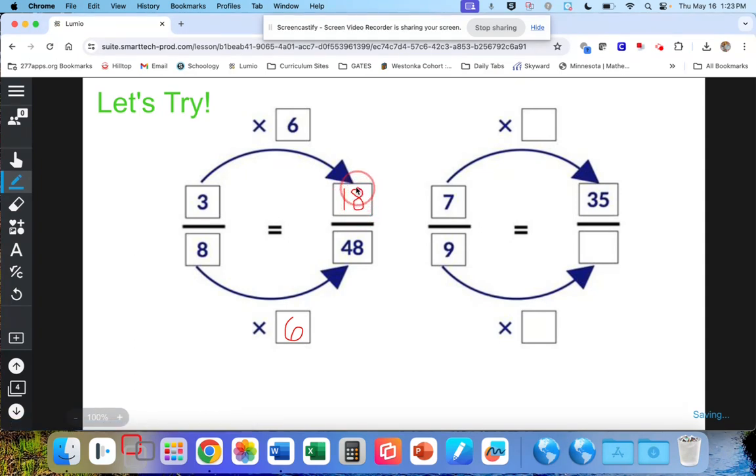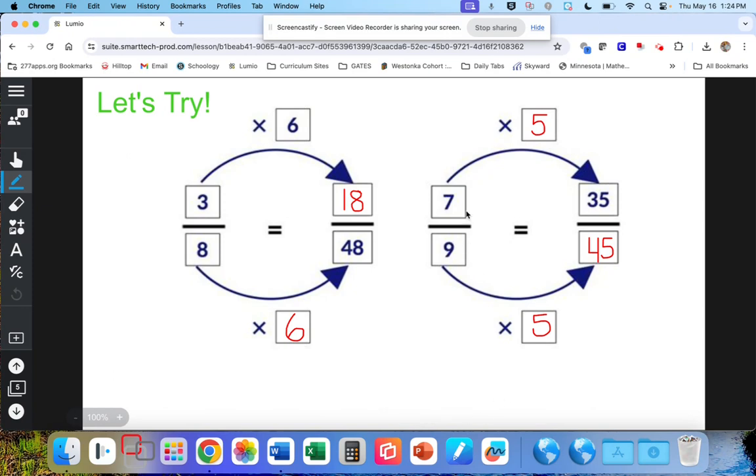You try the next one on your own. Remember, what you do to the top, you do to the bottom. Start on the top on this problem. Figure out how to go from 7 to 35. When you figure that out, you should then be able to figure out the bottom. Pause the video. Resume when you're ready.